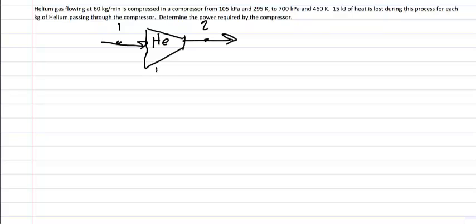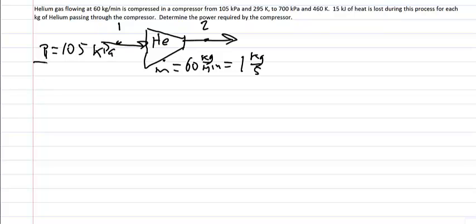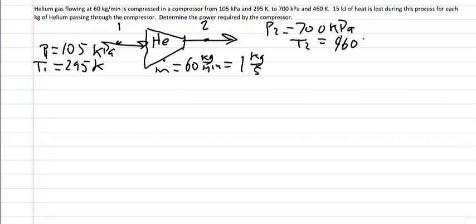We're given the mass flow rate. So the mass flow rate is 60 kilograms per minute. We know we're going to have to convert that into kilograms per second, so we'll just divide by 60, and that's the same as 1 kilogram per second. We're also given inlet and exit conditions. So we're given the inlet pressure, P1, of 105 kilopascals, and the inlet temperature, T1, of 295 Kelvin. We're also given exit conditions. So the pressure at the exit, P2, is 700 kilopascals, and the exit temperature is 460 Kelvin.